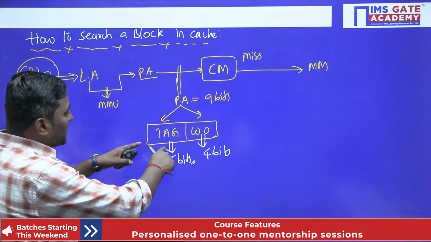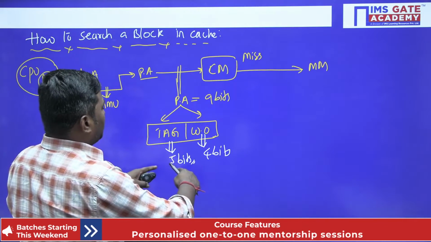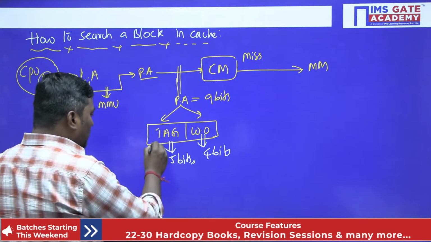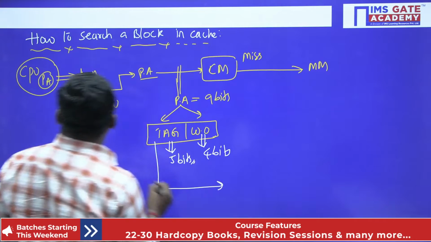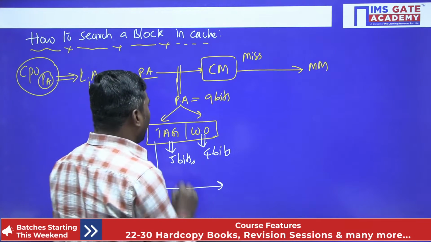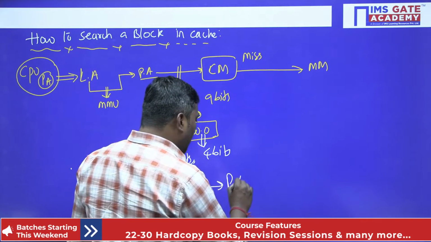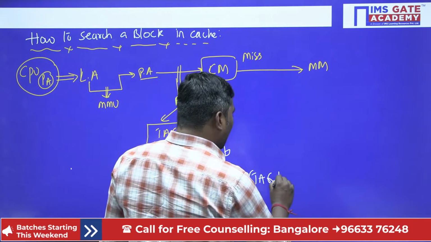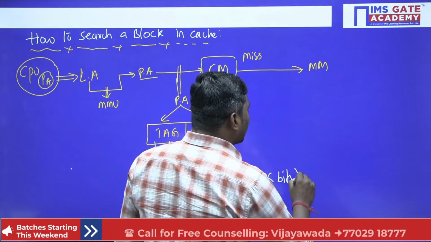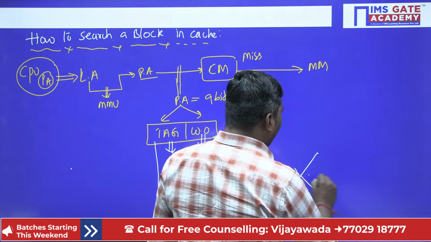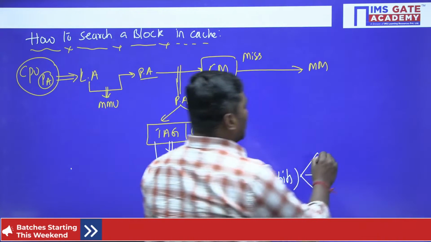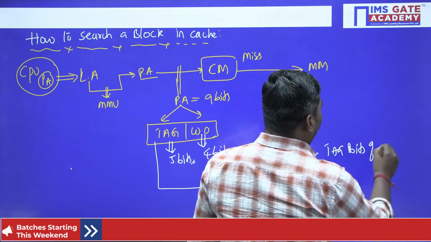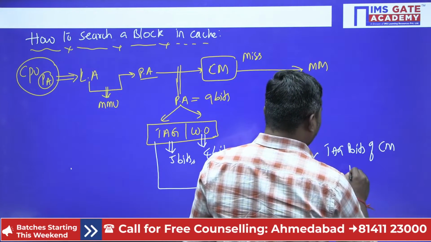Now the address is split into 5 bits for the tag and the word offset. Now please understand, how does the searching happen? The tag bits of the physical address need to be compared with the tag bits of the cache memory.